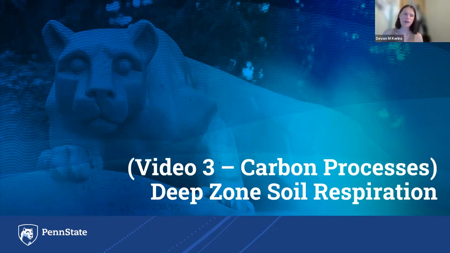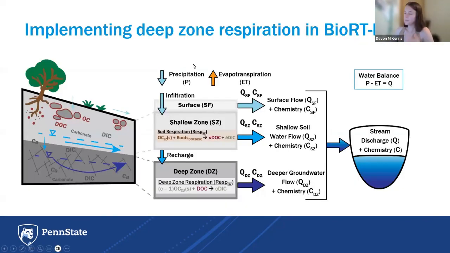We'll actually end up going through this video a little bit faster than the last two. We're just going to go over what we change in the input files, look at the input files really quickly, run the model, and then look at the output generated from the model, and then compare the model output to a model where we only had shallow zone respiration processes implemented versus the model that has shallow zone and deep zone respiration processes implemented.